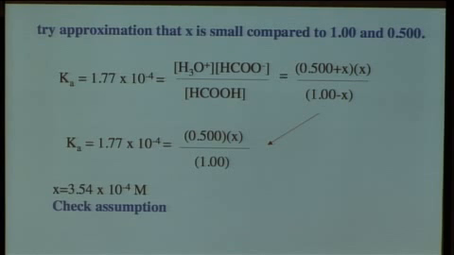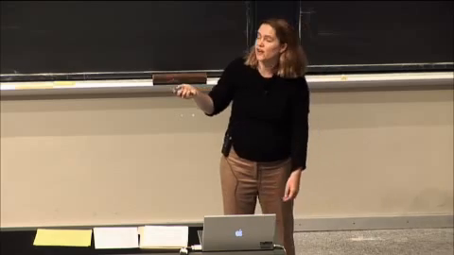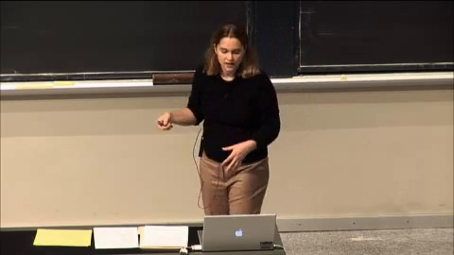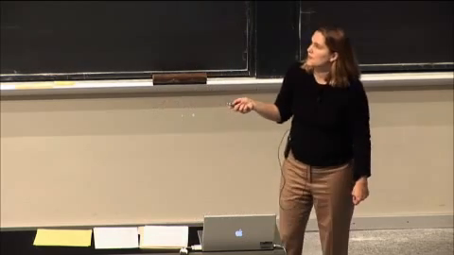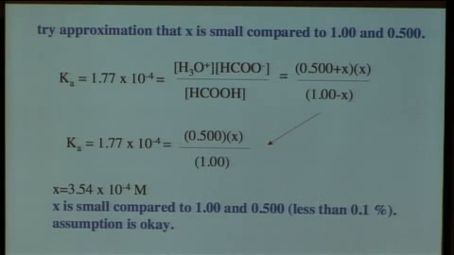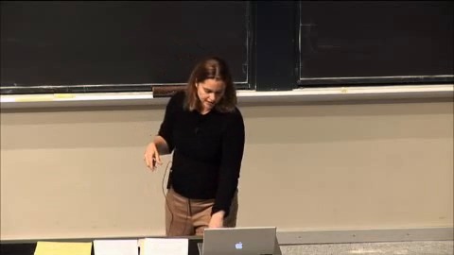check that assumption. Well, you can probably guess it's going to be OK, because something times 10 to the minus 4 compared to 0.5 and 1, that's probably going to be okay that it's small. But our assumption here is that it needs to be less than 5%. And here it's 0.1%. So you could just take this value of x, divide it by the smaller of the two, 0.5, times 100, and calculate the percent ionization. And if it's less than 5%, you're okay. If it's more, you need to use the quadratic equation to solve the problem.